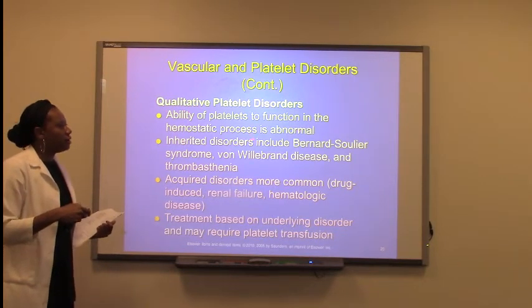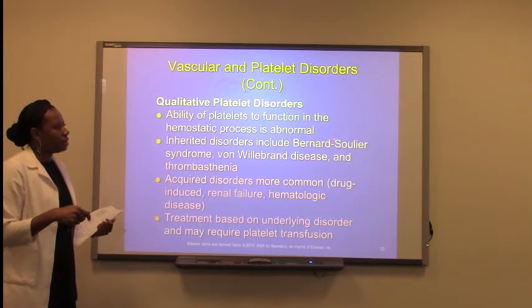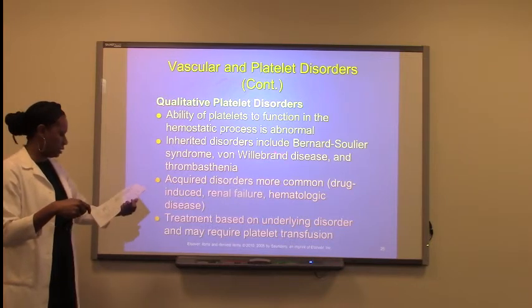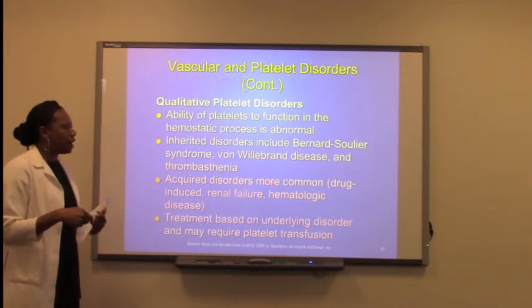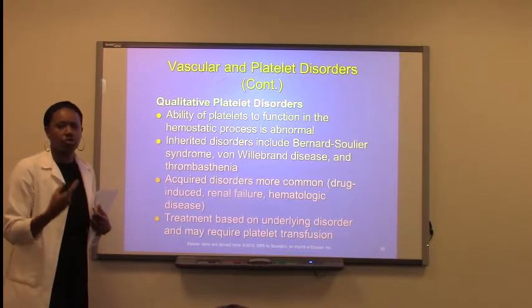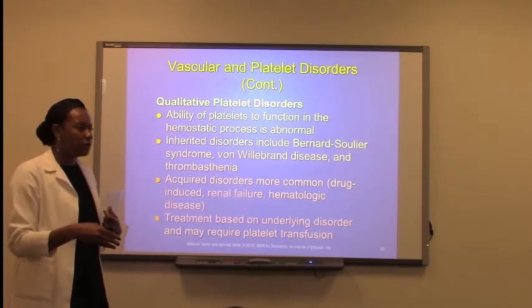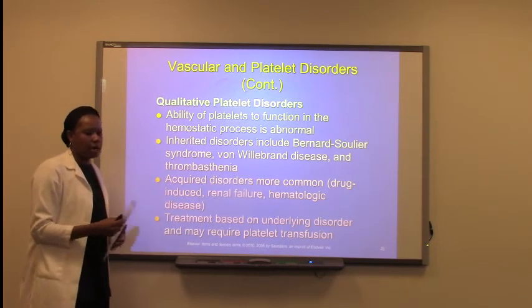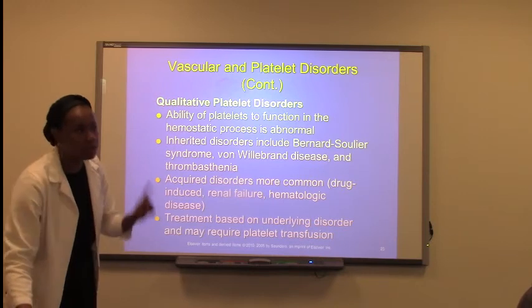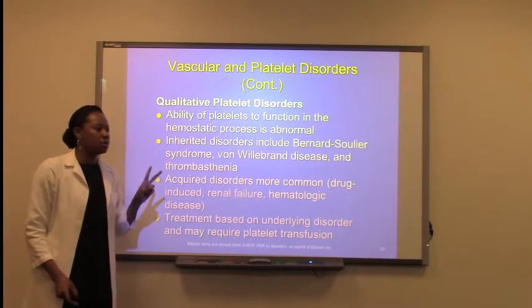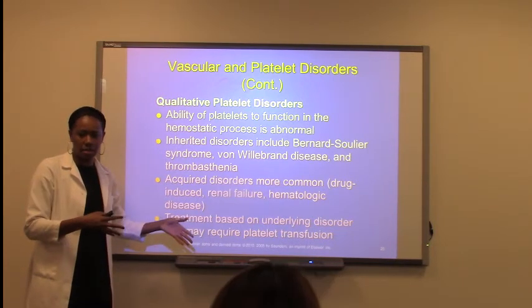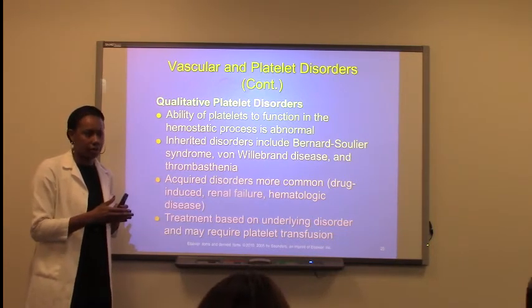So under inherited, you do have something called Bernard-Soulier syndrome, von Willebrand's disease, and thrombasthenia. I think we're going to go over each one of these in a second. And then the acquired are definitely going to be from drug-induced causes, if persons have renal failure or any type of hematologic disease. And again, how do you treat this? You have to treat the cause first, and at the same time, give them whatever type of transfusion, platelets, okay, to stop the bleeding disorder.